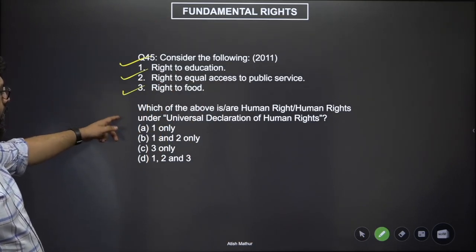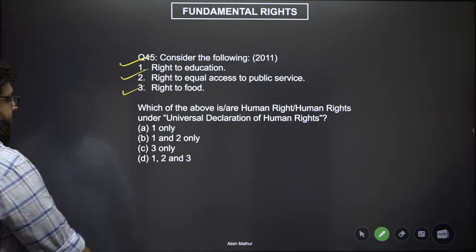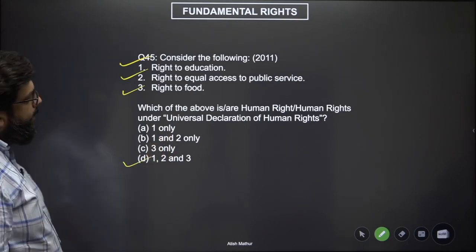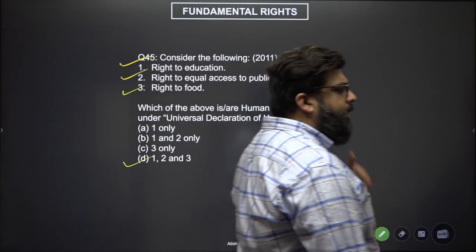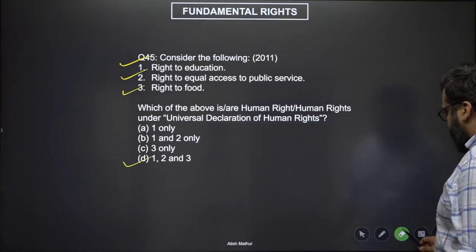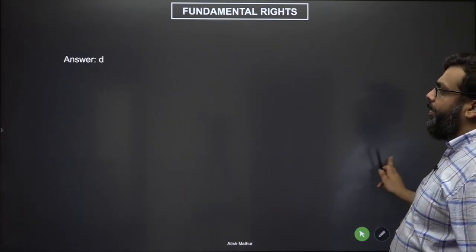You can eliminate 1 and 2. You can't eliminate 1 and 2. So the answer has to be 1, 2 and 3. Always assume the best and the most inclusive when it comes to questions like these. These are usually very comprehensive.